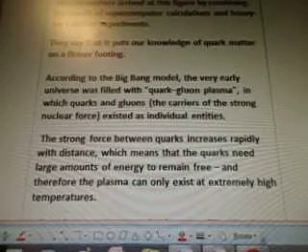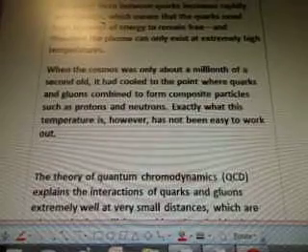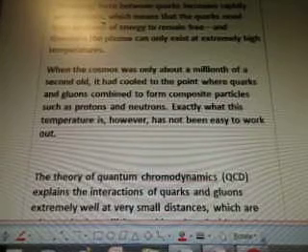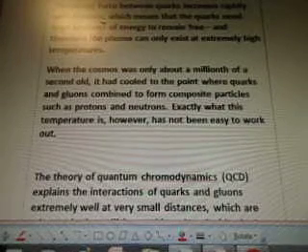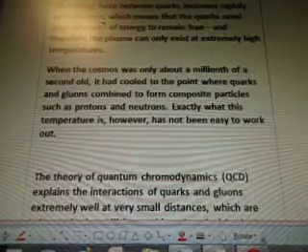According to the Big Bang model, the very early universe was filled with quark gluon plasma in which quarks and gluons, the carriers of the strong nuclear force, existed as individual entities. The strong force between quarks increases rapidly with distance, which means that the quarks need large amounts of energy to remain free, and therefore the plasma can only exist at extremely high temperatures. When the cosmos was only about a millionth of a second old, it had cooled to the point where quarks and gluons combined to form composite particles such as protons and neutrons. Exactly what this temperature is, however, has not been easy to work out.